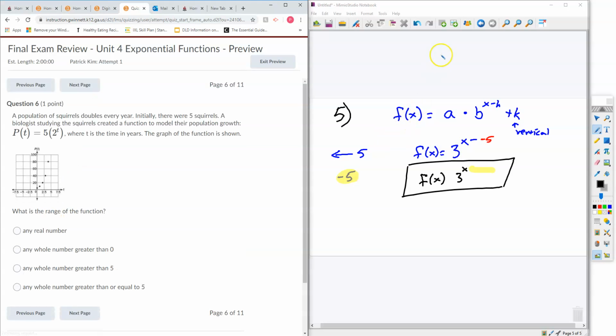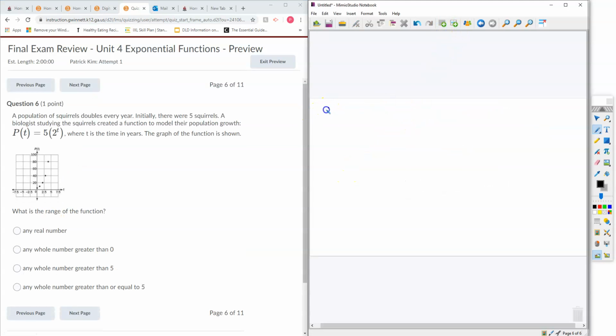We're halfway there. Number 6. The population of squirrels doubles every year. Initially, there were 5 squirrels. Biologists studying the squirrels created a function to model their population growth. And you have your function here: P of t equals 5 times 2 to the t power, where t is the time in years, and you have the graph. We want to know the range.